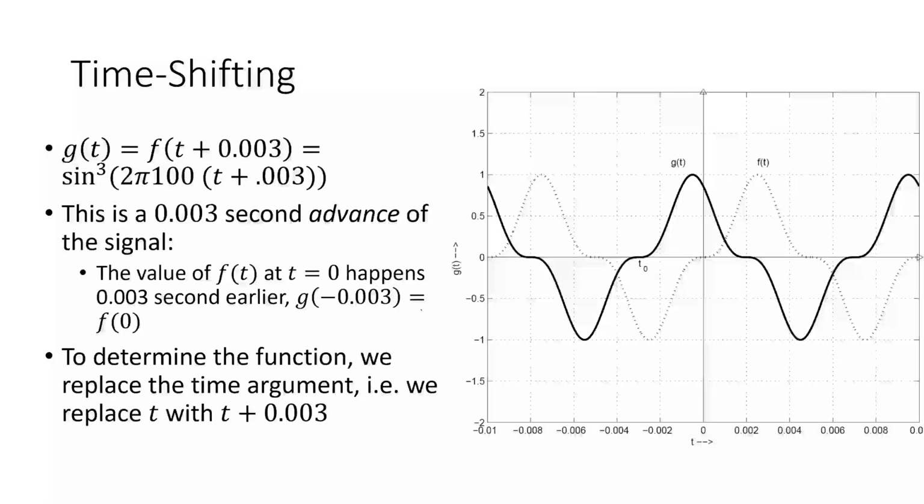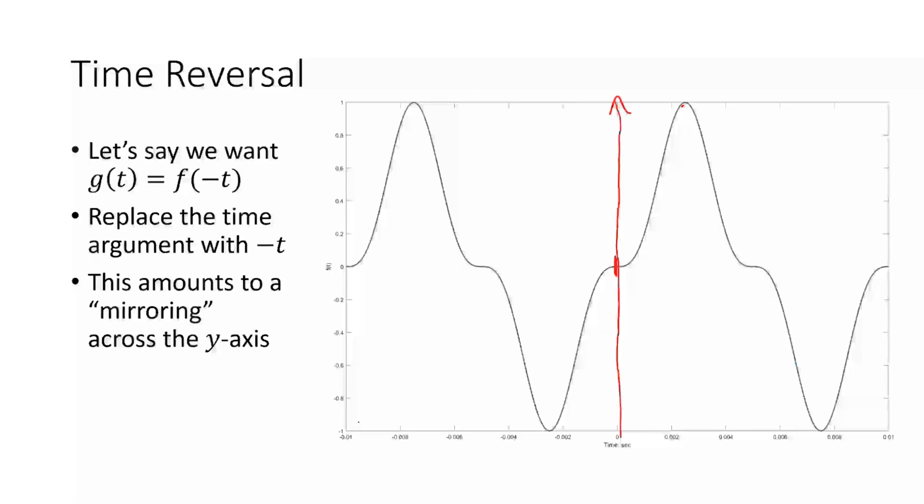All right. So here I have a shift of positive 0.003. So that's going to move to the left, right? So basically the important thing here is you always replace the time argument, right? In other words, you replace t with that value, right? Otherwise, you're going to get the wrong result, right?